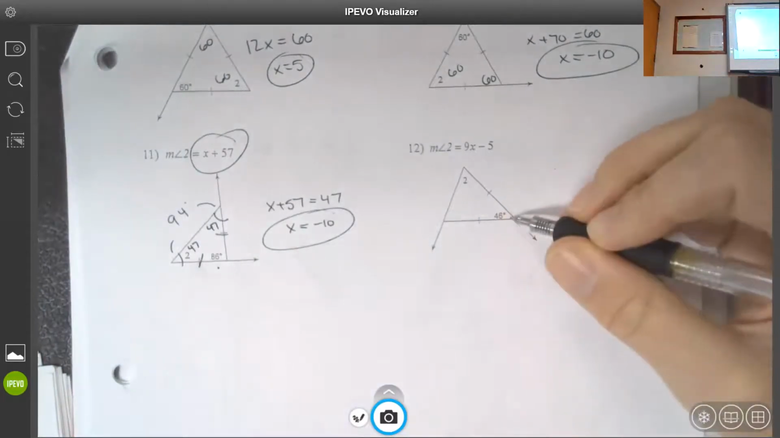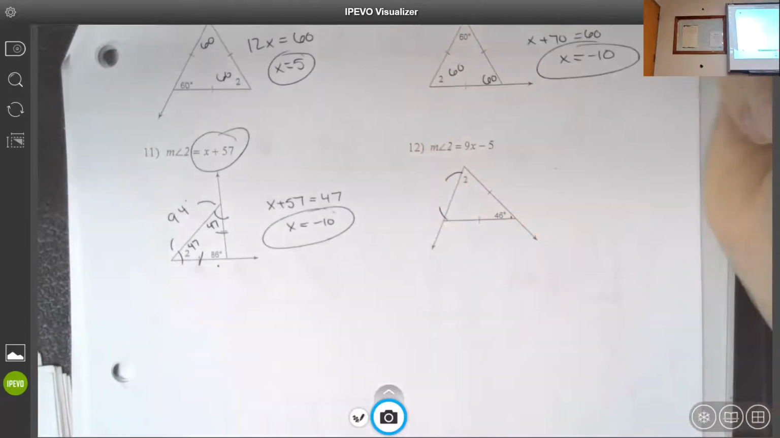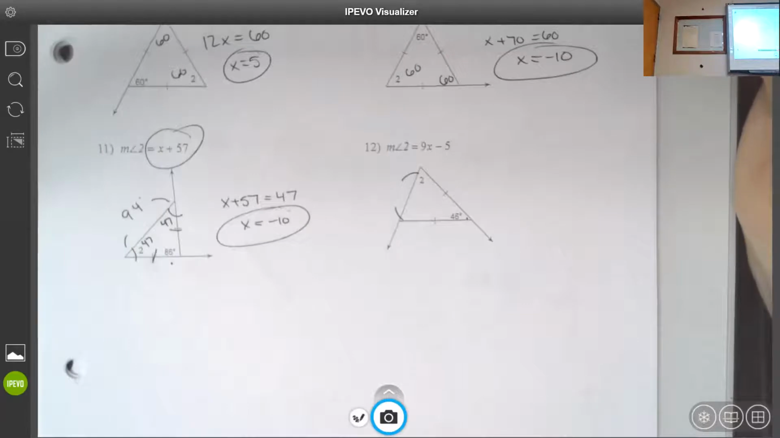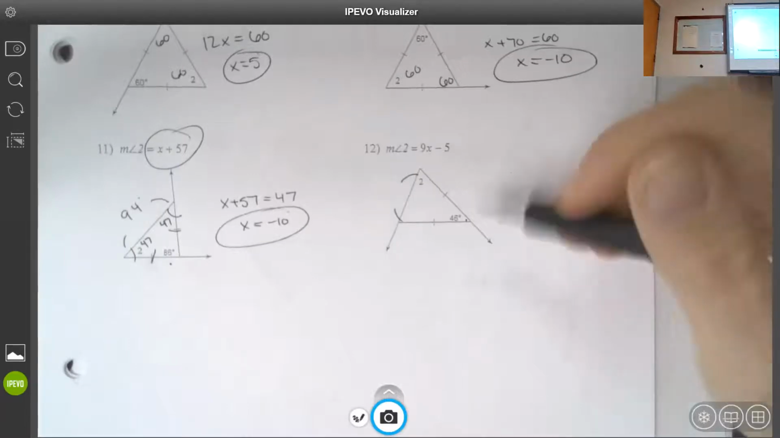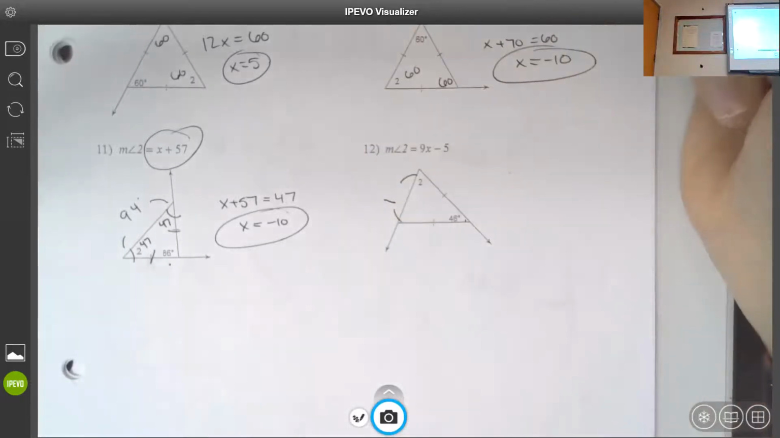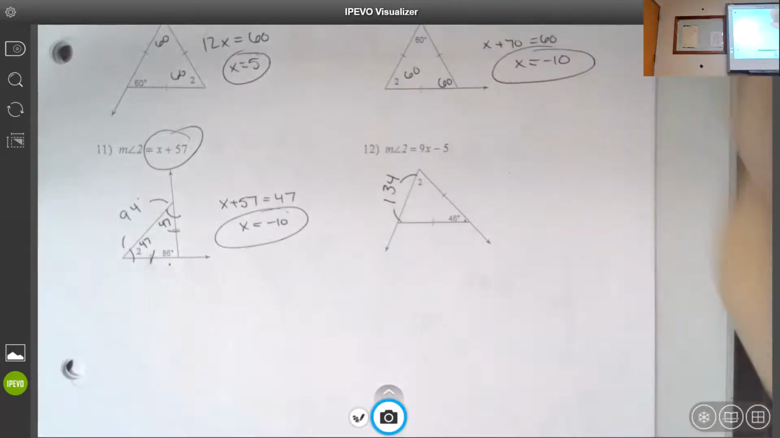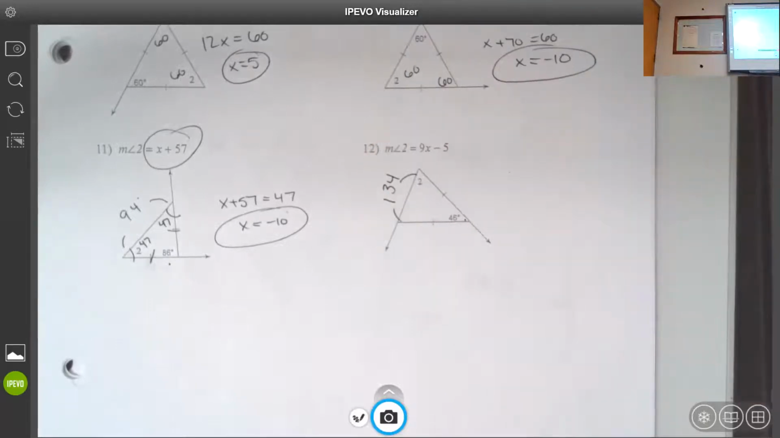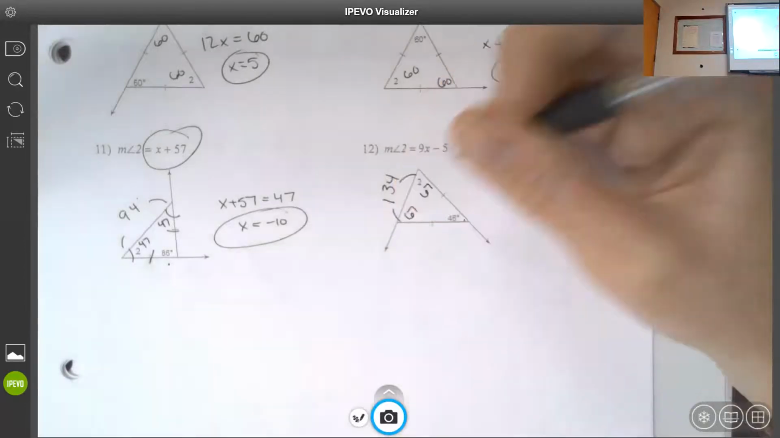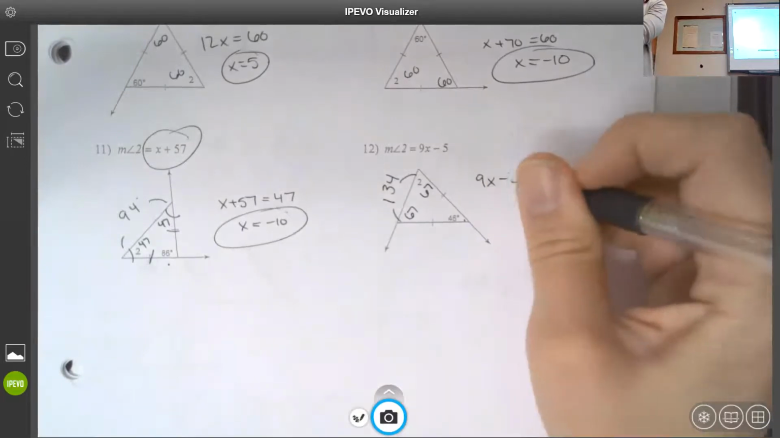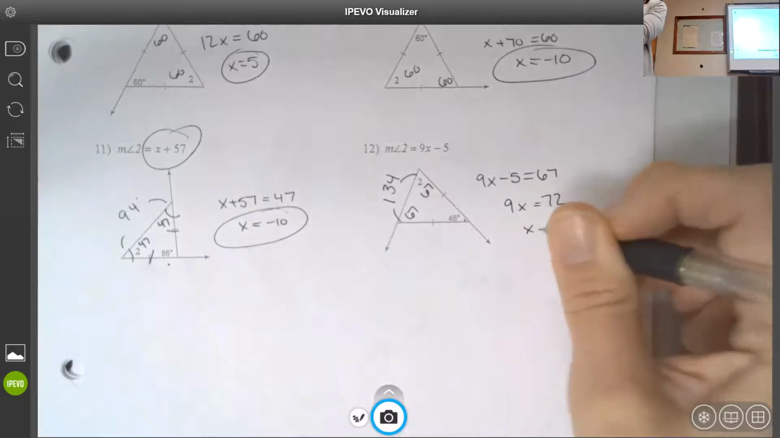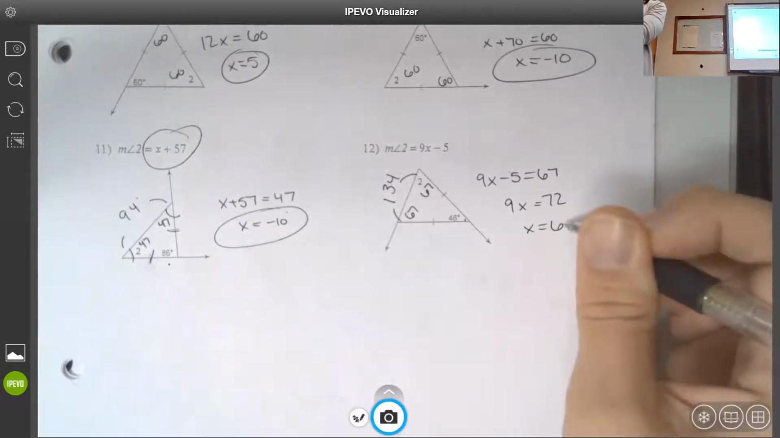46 degrees here. So how many degrees would be left in my triangle? I have 46 degrees here, remaining in my triangle would be 134. Divide that in half, it's going to be 67. 9x minus 5 equals 67. 9x equals 72. X equals 8.